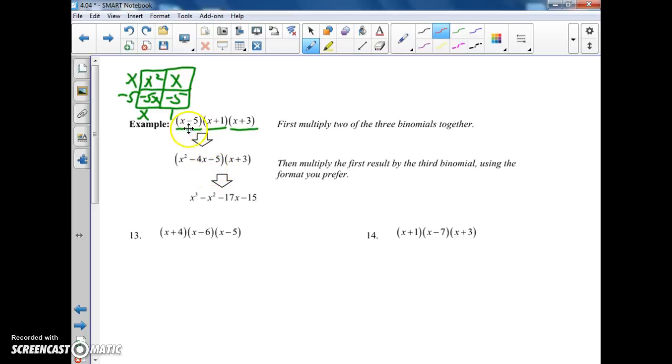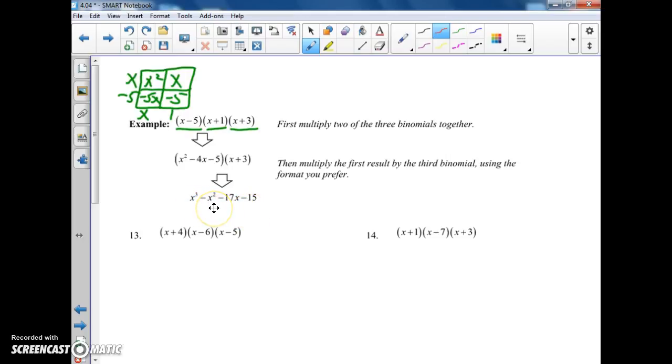Now, once you do these 2 and get this, then what are you going to do? You're going to take that answer and multiply it by what now? Yeah, the third part, right? X plus 3. And so then you're going to do your elongated box, or your double distributed with those 2 guys right there, right? And then you get this final answer.